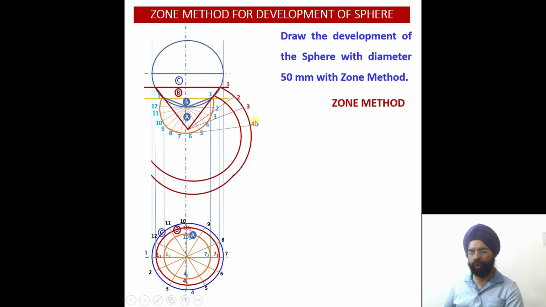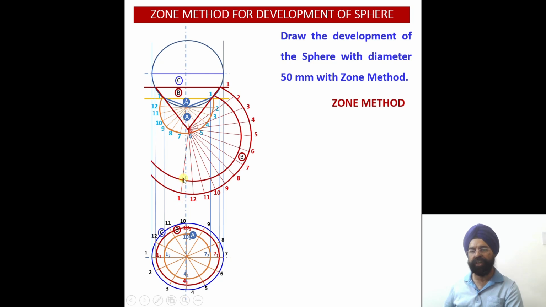Third, fourth arc, fifth arc, sixth arc, seventh, eighth, ninth arc has been drawn, 10th arc has been drawn, 11th arc has been drawn, 12th. I need to get back to 1. Why? I started from 1, 2, 3, 4, 5, 6, 7, 8, 9, 10, 11, 12 and then 1. So from 12 I need to get back to 1 also. So then I will be going to 1.